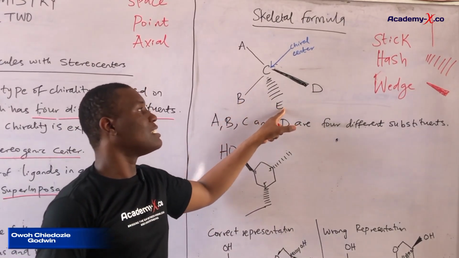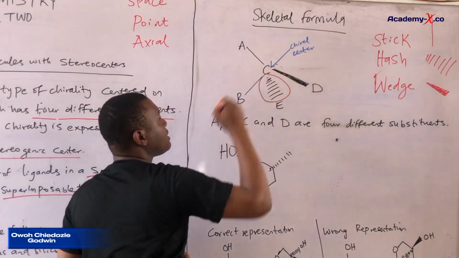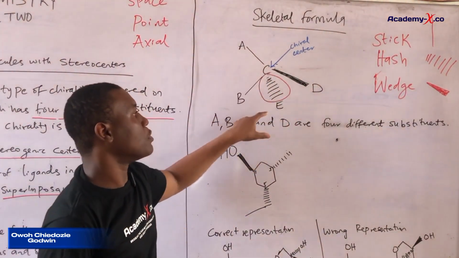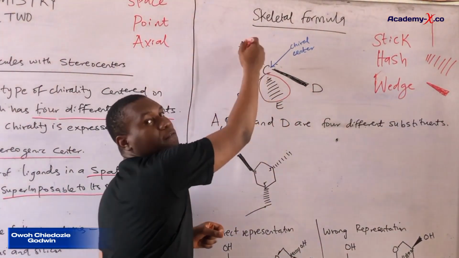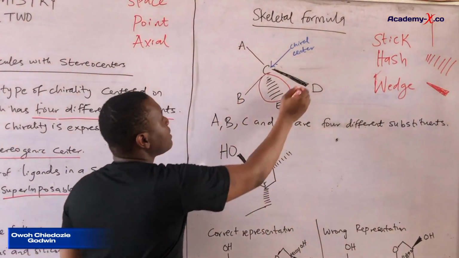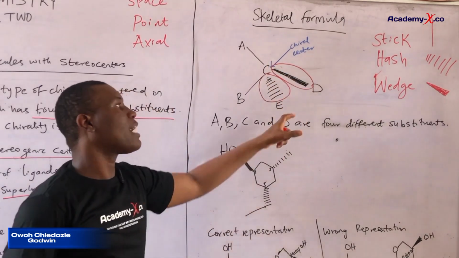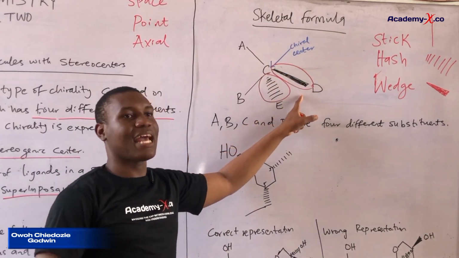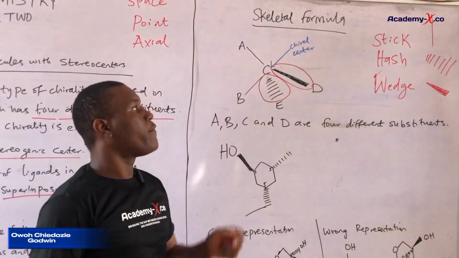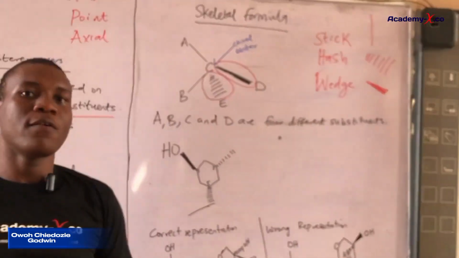Now E is what? Hash bond. E is directly at the back of the plane we are drawing. So in this kind of structure, we see that E is at the back of A, C, and B. Now the last one is D, which is on a wedge bond. We can see that D is directly in front of the plane we are drawing this skeletal formula. So that is the introduction of skeletal formula.